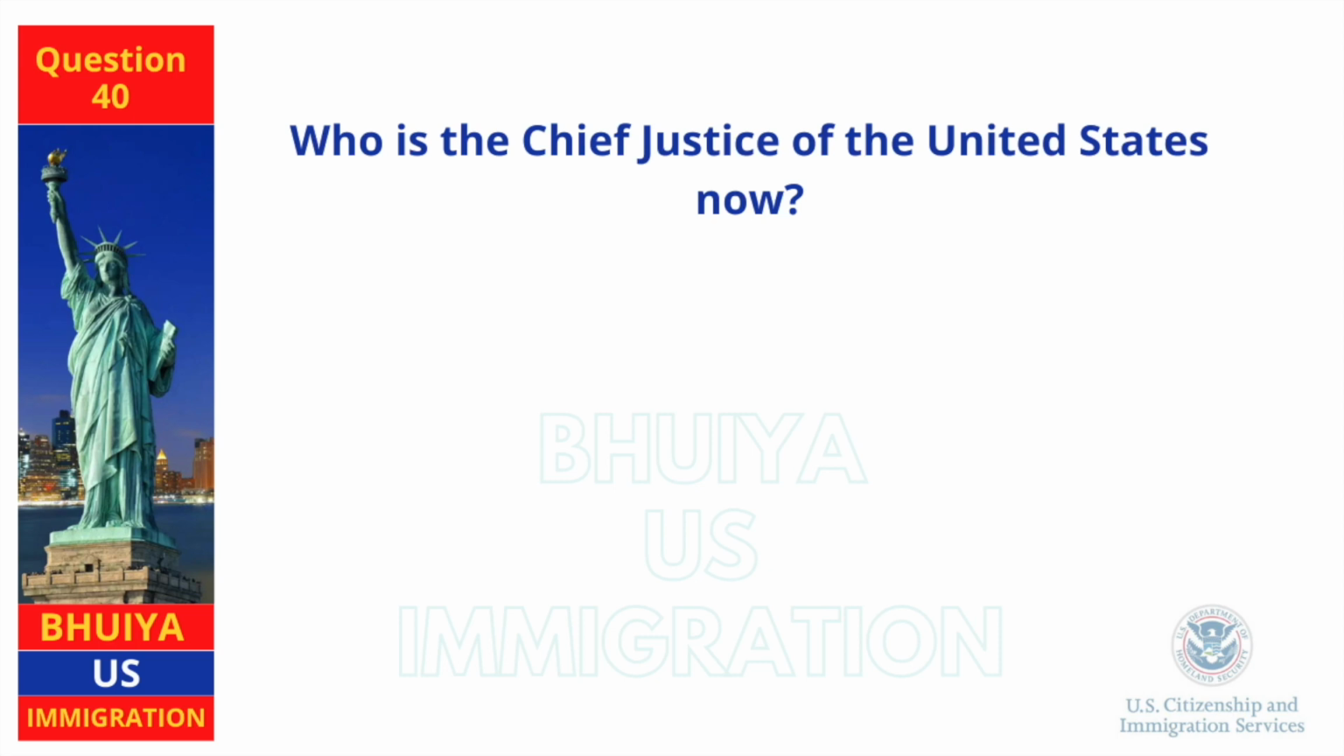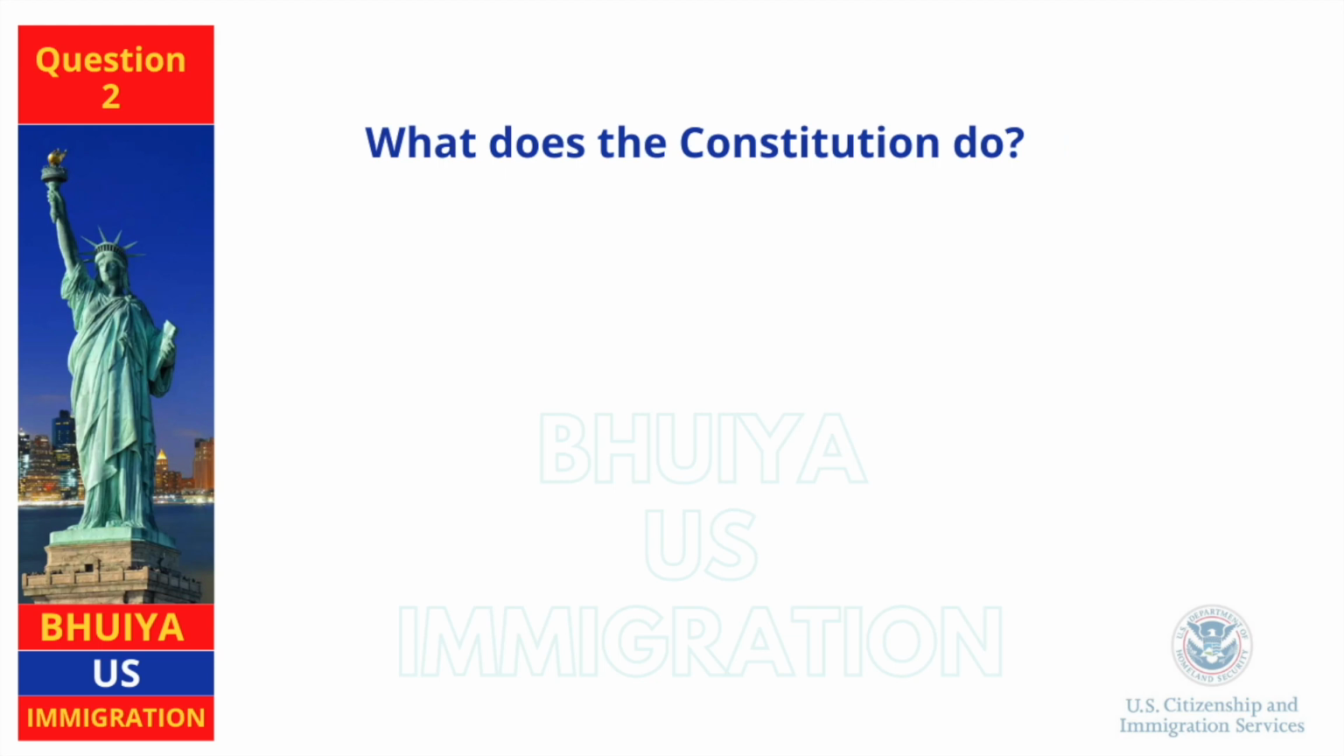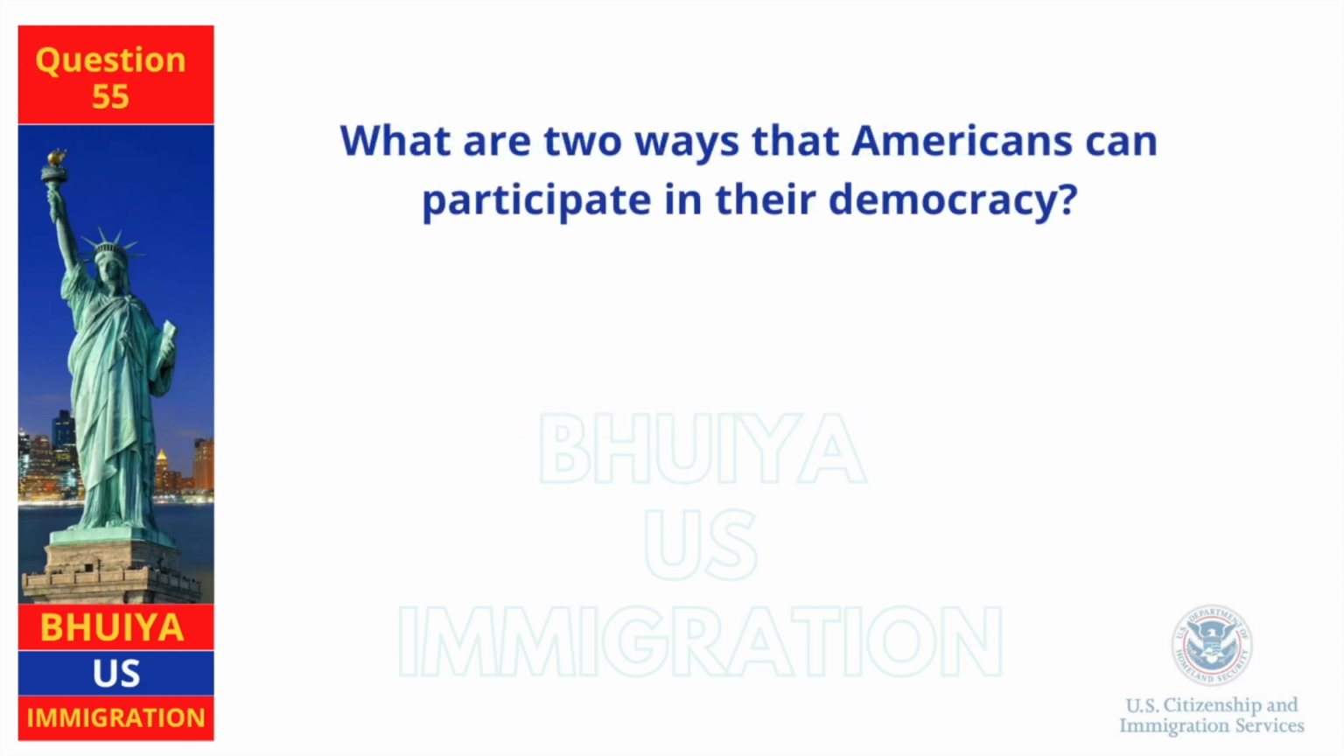Who is the Chief Justice of the United States now? John Roberts. What does the Constitution do? Sets up the government. What are two ways that Americans can participate in their democracy? Vote, join a political party.